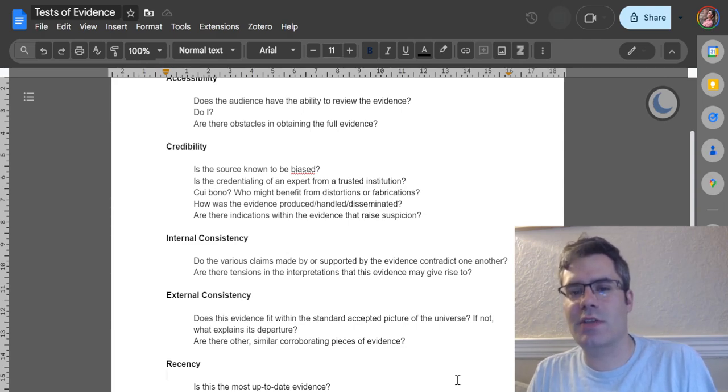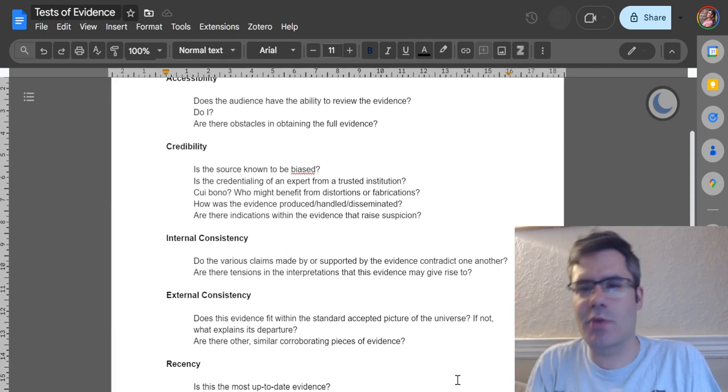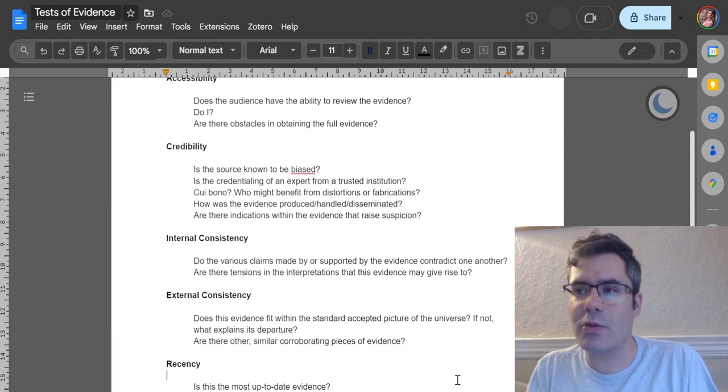All of these are questions that help us think about potential credibility issues that come from the circulation or production of the evidence itself. And are there any indications within the evidence that raise suspicion? So this might be something similar to what you might do when you're thinking about whether a piece of mail or an email is a scam or phishing.